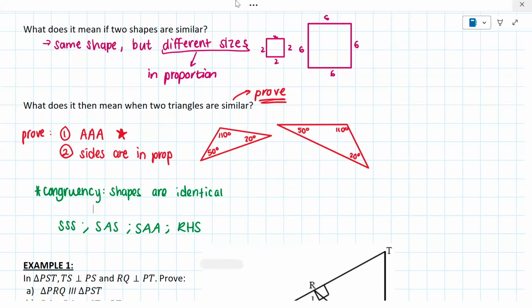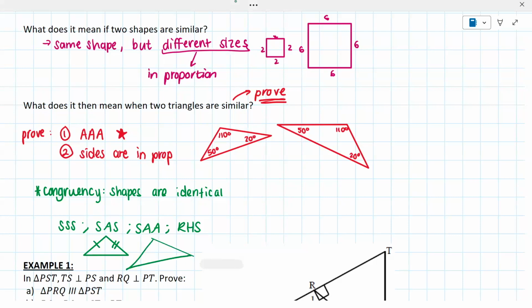Apologies, I'll go through what these things stand for now. So SSS means showing that all 3 sides are equal to each other. SAS is side, included angle, side. So when I say side included angle in a triangle, that's not a triangle. In a triangle, you would have to show that corresponding sides are equal to each other.